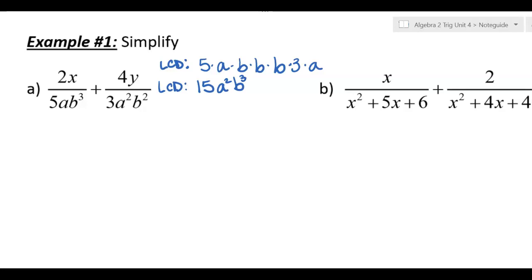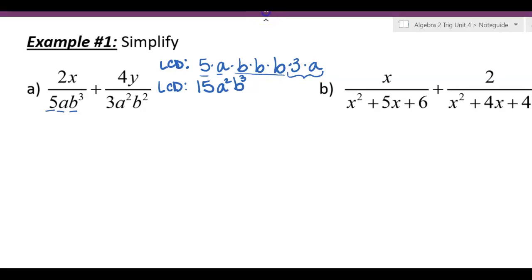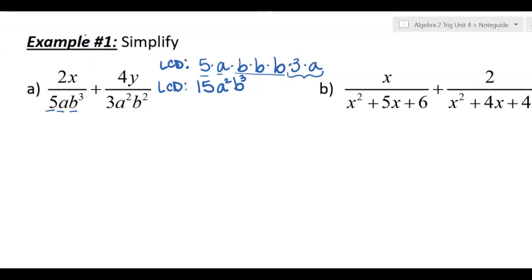So then we want to see what's missing for each one. This one had 5, a, and 3 b's, so it had all of this, but is missing a factor of 3 and a factor of a. So that first fraction, we're going to multiply in an extra factor of 3 and a. And if we add those extra factors in the denominator, we also have to multiply them into the numerator. That way we haven't really changed it, right? What we've really done is multiplied by 1, because this over this is just 1. And things times 1 are still themselves. So it's still itself. We just made it look a little bit different.